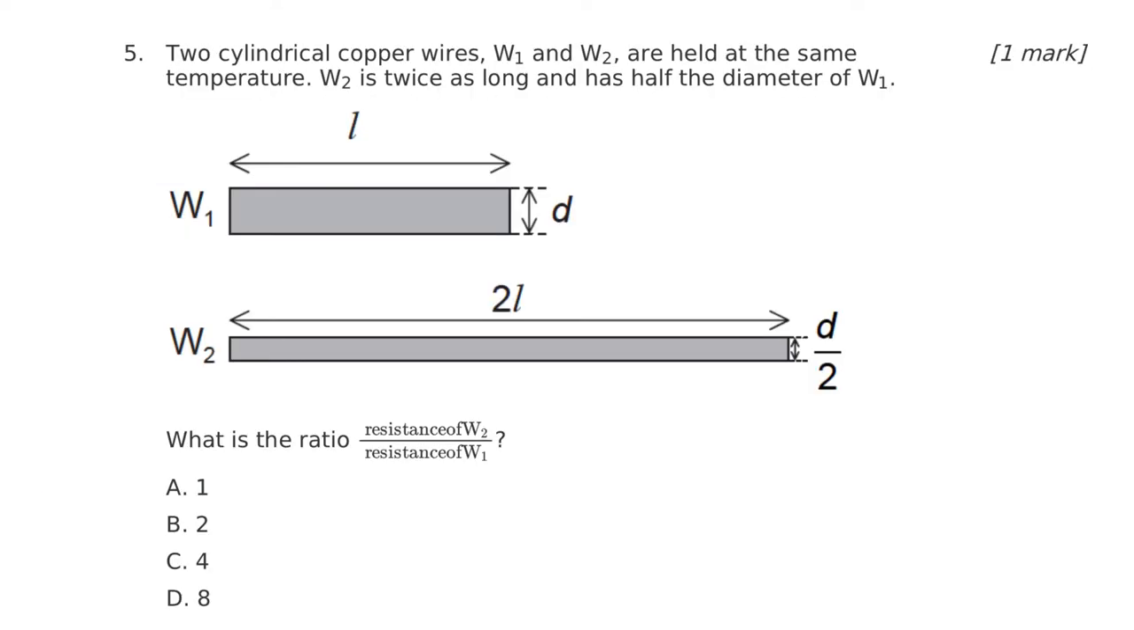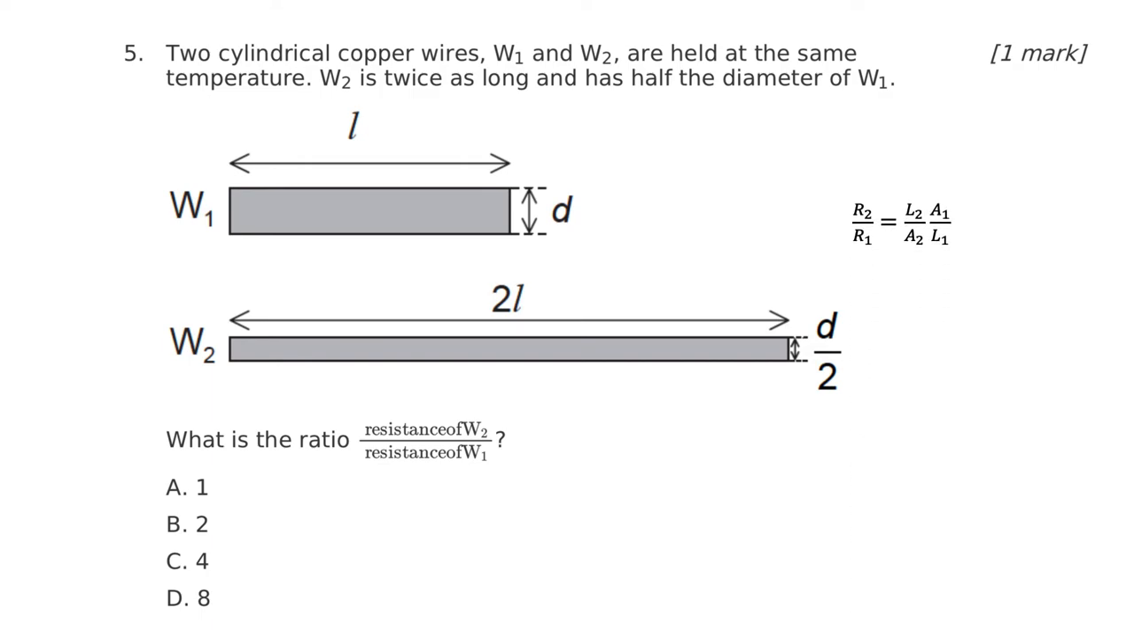Okay. Now, here we've got a very similar situation. We've got two cylindrical copper wires. Again, they're held at the same temperature, so we don't have to worry about that. They've got the same resistivity. And W is twice as long and half the diameter.